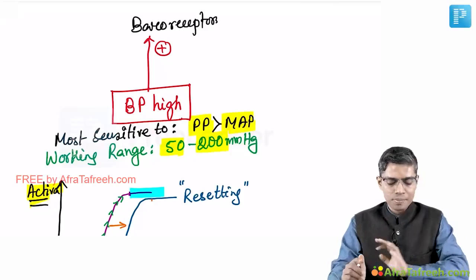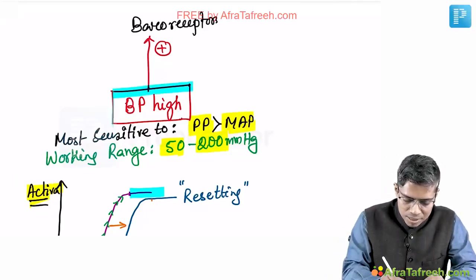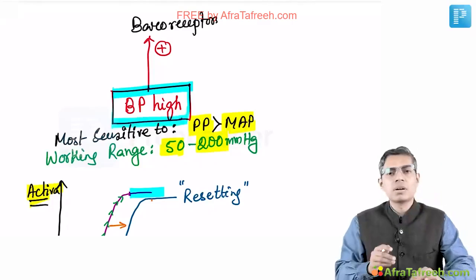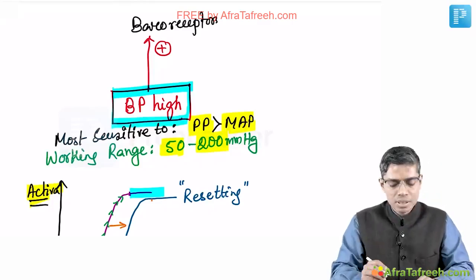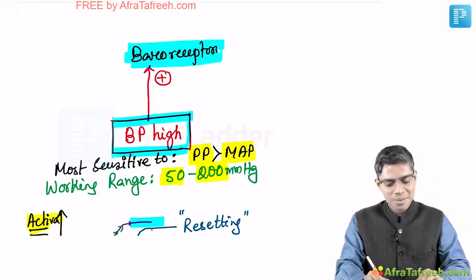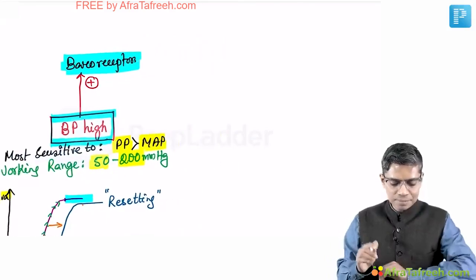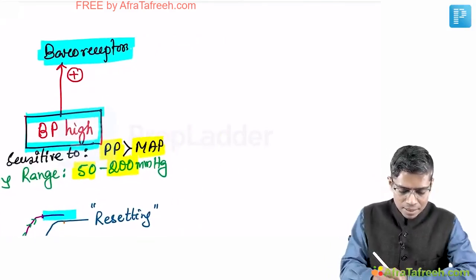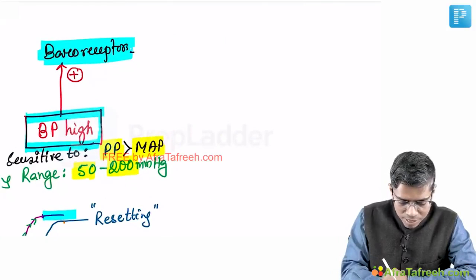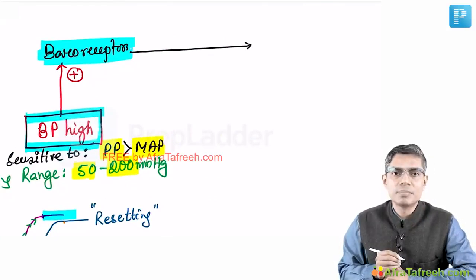So whenever your blood pressure is high, this high blood pressure may be a higher pulse pressure or it may be a higher mean pressure. The baroreceptor is going to be activated, right? We had started our discussion from here. Now if the baroreceptor is activated, we have already seen that the afferent neuron from this baroreceptor will bring the sensation to the level of the center, that is the medulla.